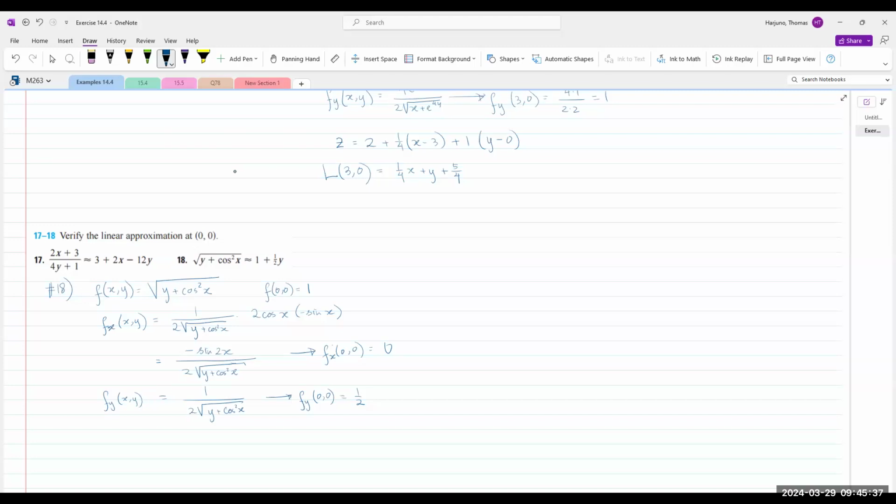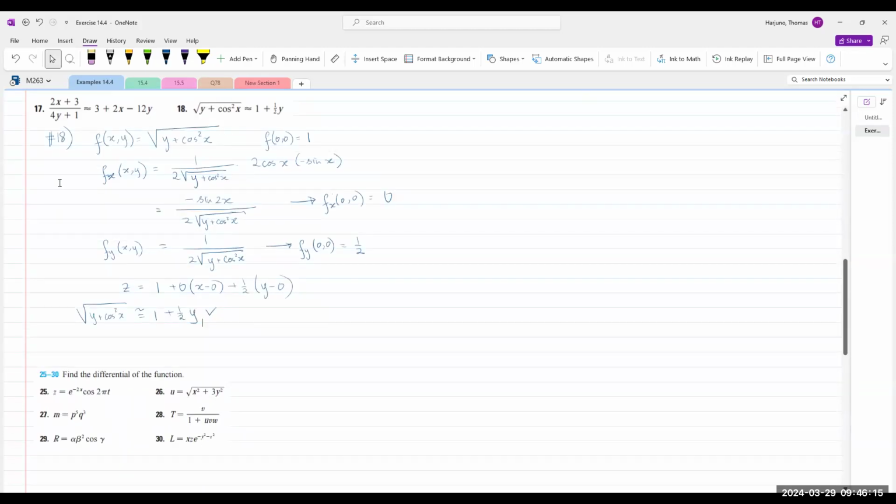Okay, so the tangent plane will be the value of the function at 0, 0, plus 0 times (x minus 0) plus 1/2 times (y minus 0). Which then the linearization becomes 1 plus 1/2 y, right? That's the confirmation. Okay, find the differential of the function.